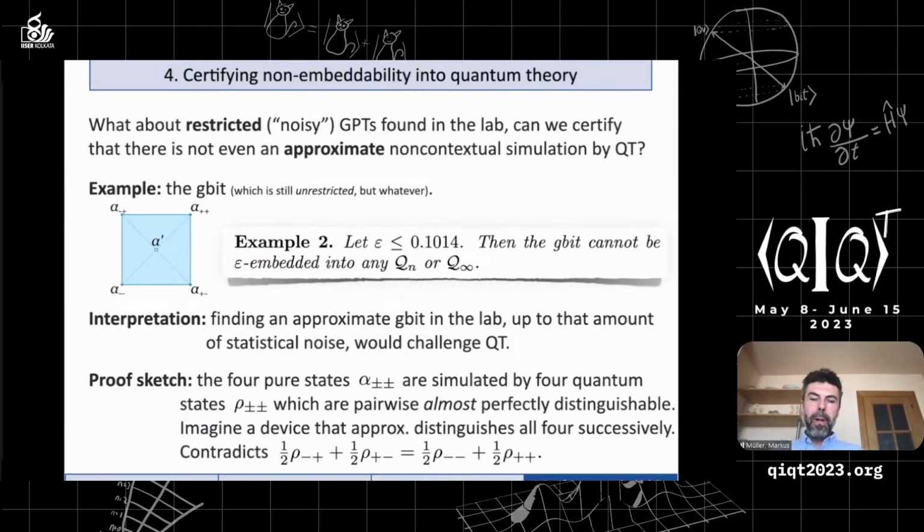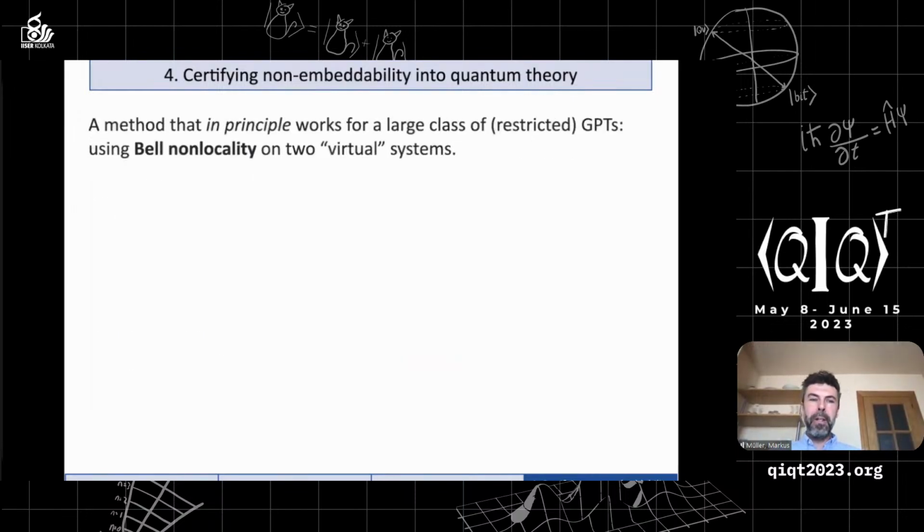What's the proof sketch? Well, I don't want to go into details, but basically it works with the observation that the four corner states are pairwise perfectly distinguishable, and under some noise, then almost perfectly distinguishable. And if you have four quantum states that are pairwise almost perfectly distinguishable, they must span a three-dimensional subspace of your matrices. And so you get a contradiction, essentially, with a gentle measurement lemma or whatnot. Okay, so we can do this in these special cases.